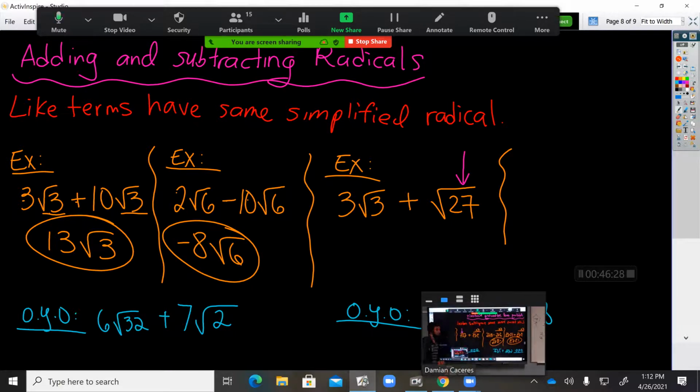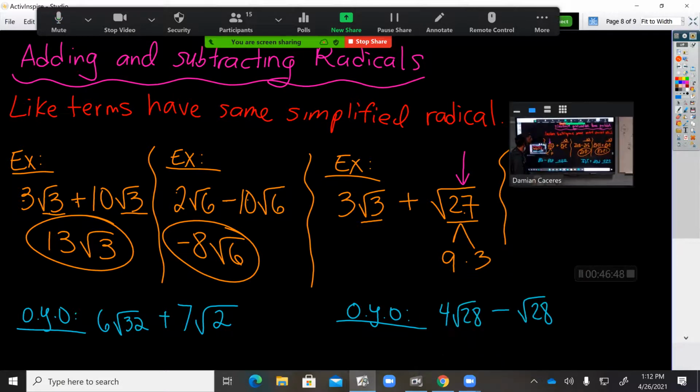Now, super important, pay attention here. Are these like terms? No, not right now. But square root of 27 could be simplified. So you need to simplify it and then check if it's a like term. So 27 is what times what? 9 times 3. And then 9 could be broken down to be 3 times 3. So bring your other 3 down. So we have 3 3's down there. 3 times 3 times 3.